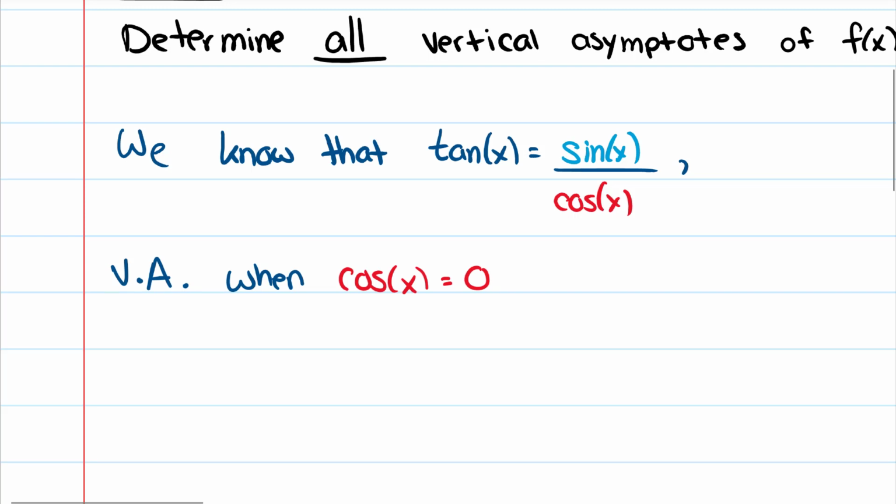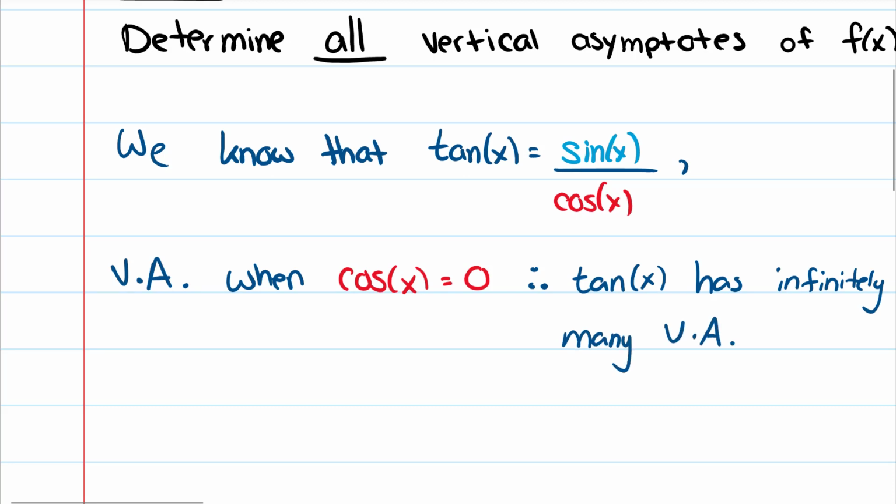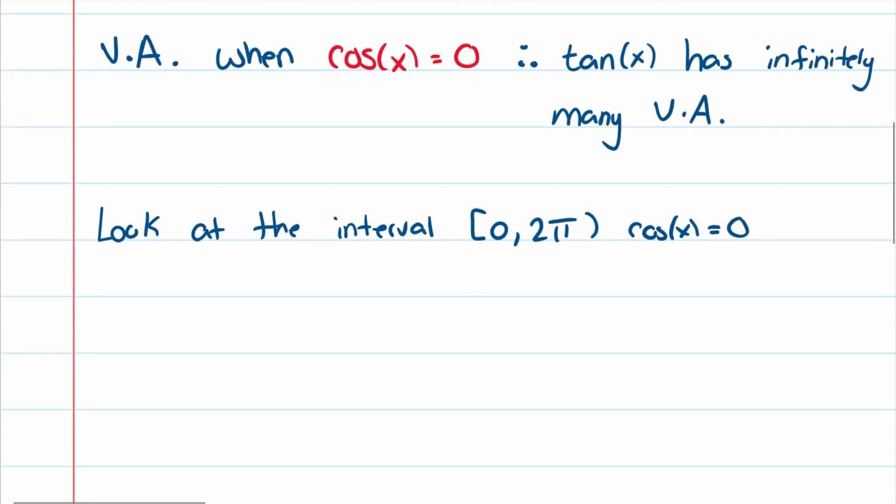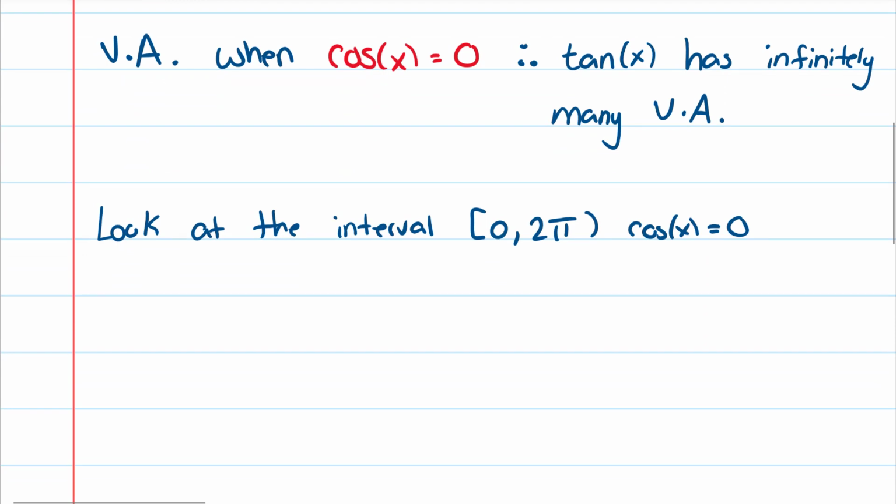So then we know that tangent of x has infinitely many vertical asymptotes. And we know this because when we graph it, we're going to get all of those asymptotes over and over. And so we're going to look at the interval 0 to 2 pi. I know this gives us 2 periods of it, but we're going to say cosine of x equals 0. And what we want to find out is when does cosine of x equal 0 on that interval. Well, it equals 0 when x is equal to pi over 2 and when x is equal to 3 pi over 2. So we have 2 places where we have a vertical asymptote on that interval.